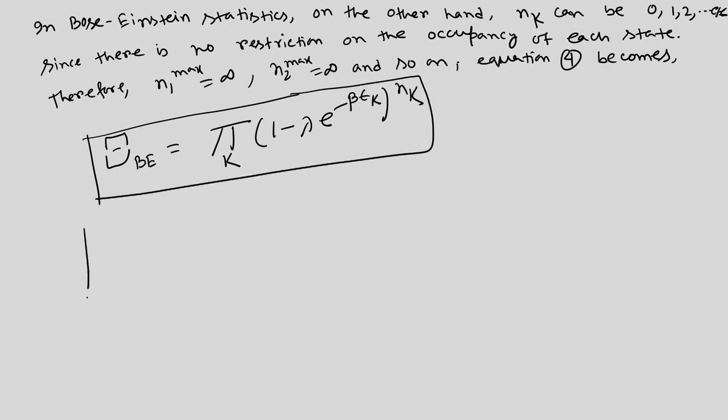So, the actual derivation I am showing now. So, this is our equation 6. Yes. So, equation 6 is the partition function for Bose-Einstein statistics. Okay. So, from equation 4 we have, the actual derivation I am showing now.